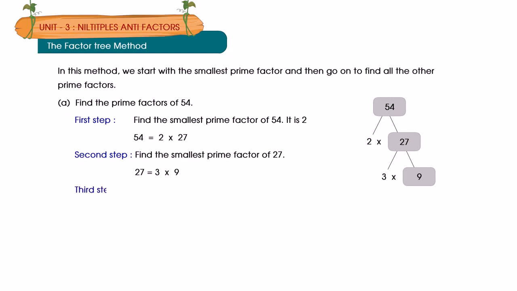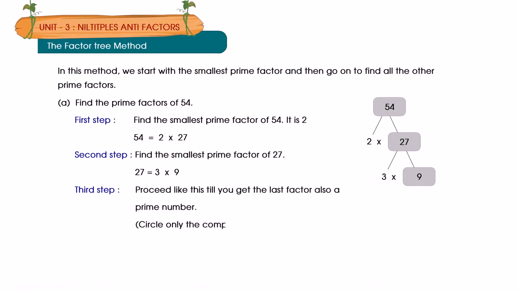Third step: proceed like this till you get the last factor also a prime number. Circle only the composite numbers. Hence, the prime factors of 54 are 2 into 3 into 3 into 3.